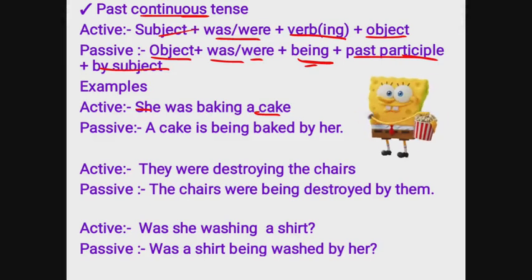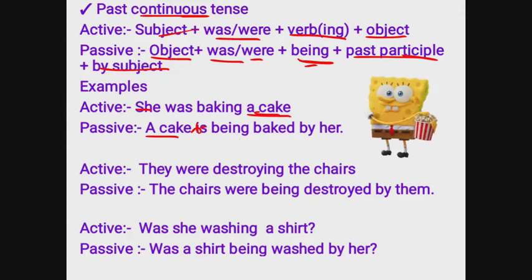To change to the passive voice, as usual, our X rule comes in place. A cake becomes the subject. Now it's supposed to be was, not is. If it's a cake, we use was; if it's more than a cake, we use were. So, a cake was. Sorry about that. Let me see if I can write that very well.